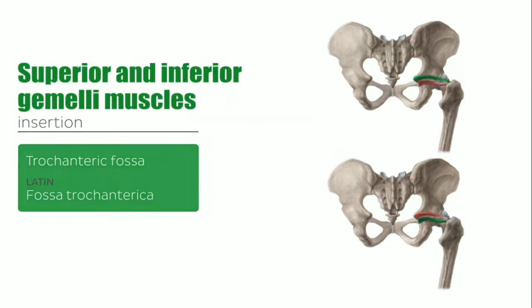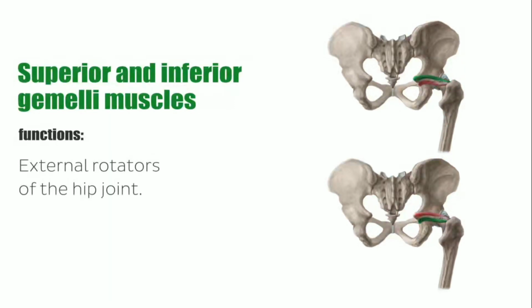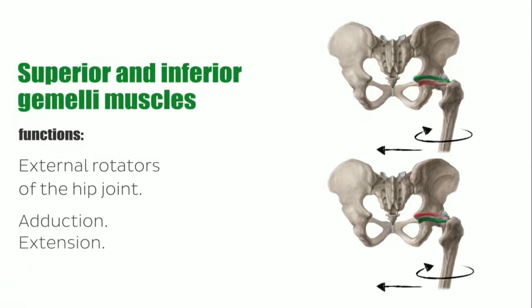Now it is time for us to move on to the functions of the gemelli. What we see here is that the gemelli muscles are going to serve as external rotators of the hip joint. Other functions that these muscles are going to have include adduction and also extension of the hip.